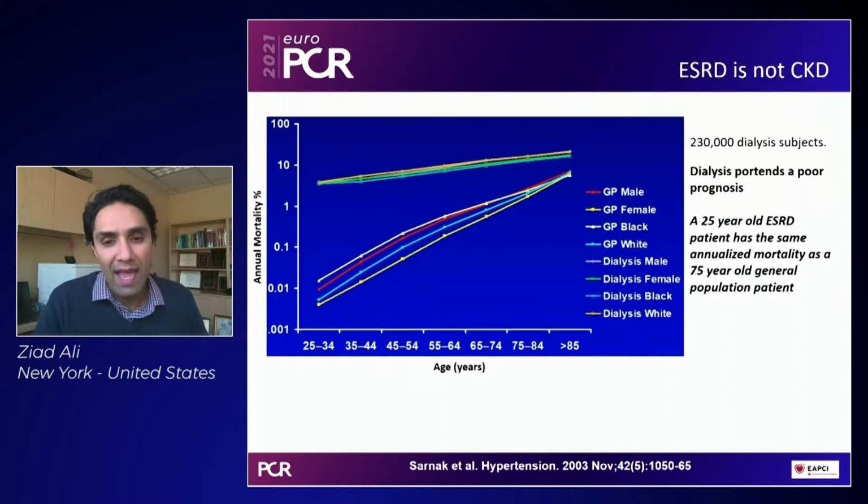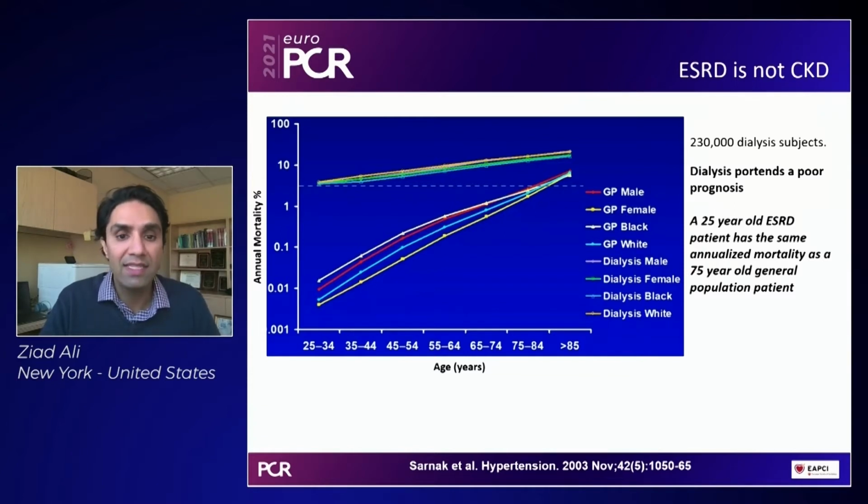And in fact, end-stage renal disease is not chronic kidney disease. In these 230,000 dialysis patients, you'll notice that progression from CKD onto dialysis portends a particularly poor prognosis. And so if we look at this more granularly, a 25-year-old with end-stage renal disease has the same annualized mortality as a 75-year-old general population patient.